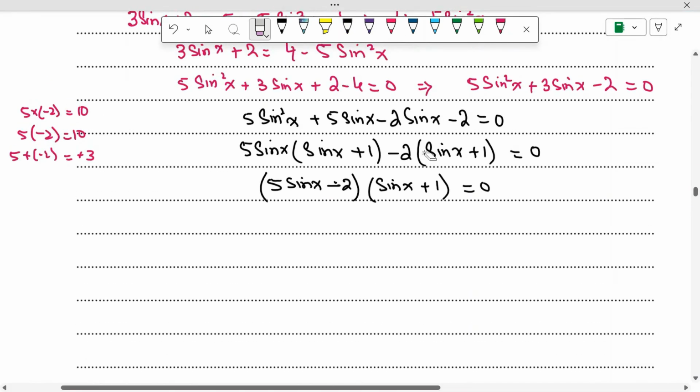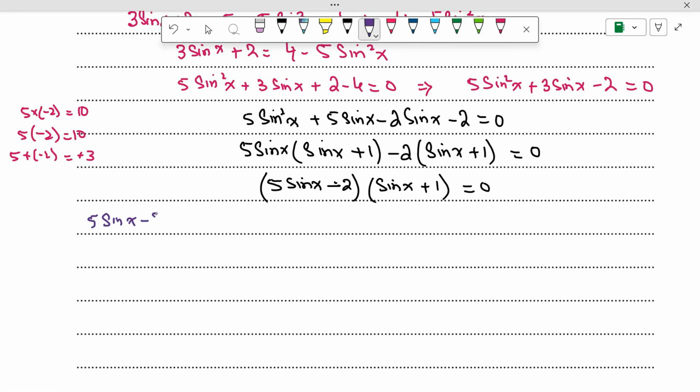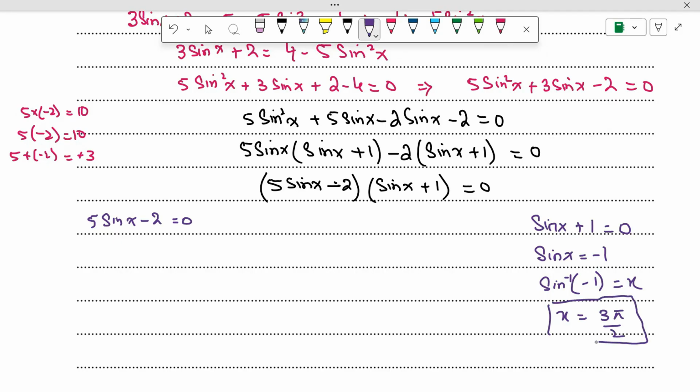Okay, we have two factors, equating each with 0. We will have 5 sine of x minus 2 equal to 0, and on the other side we will have sine x plus 1 equal to 0. In this case sine of x is equal to negative 1, and sine inverse of negative 1 equals x. So x in this case is 3 pi by 2, because there is only one angle for which we will have negative 1 value.